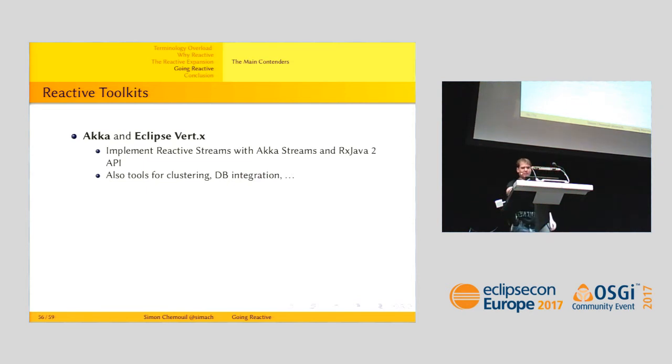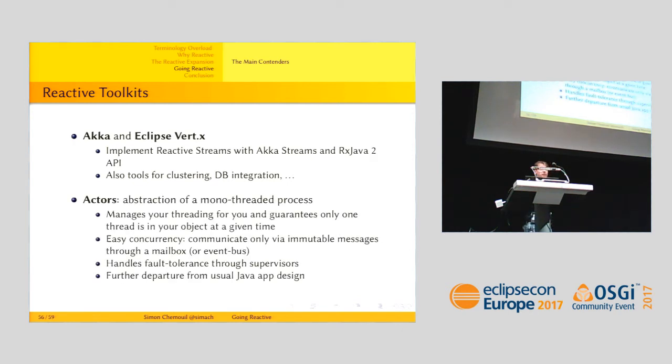So it's much more than reactive streams, but they have interoperability with reactive streams: Akka Streams is Reactive Streams for Akka, and Vert.x uses RxJava's APIs. And they provide tools for clustering and DB integration. And more than that, they have an abstraction called the actor model that goes much further. Though if you go to actors, you're changing the way you're building your application. It's okay, but you have to know that it's a big difference.